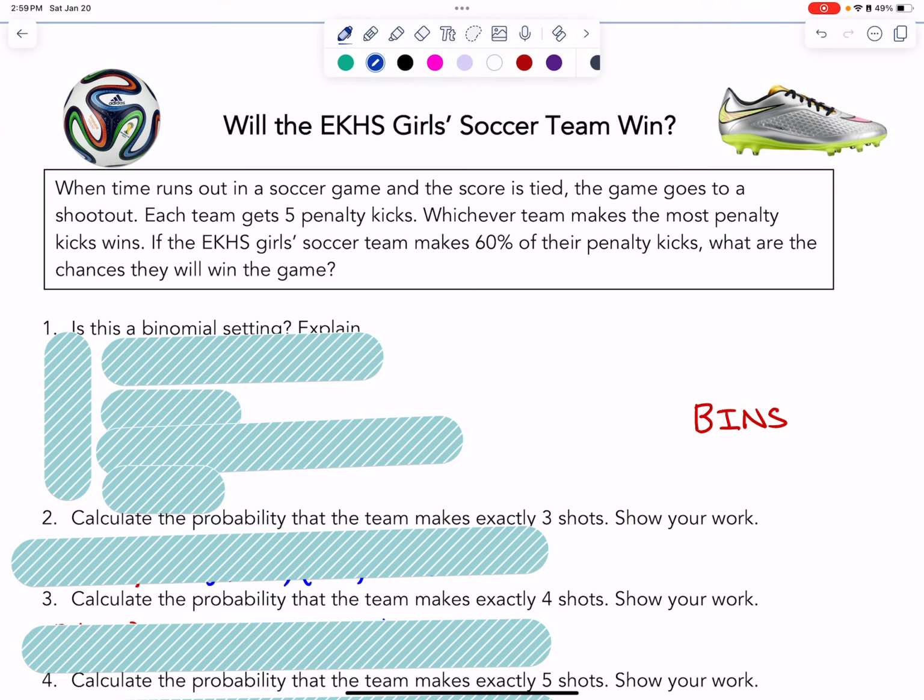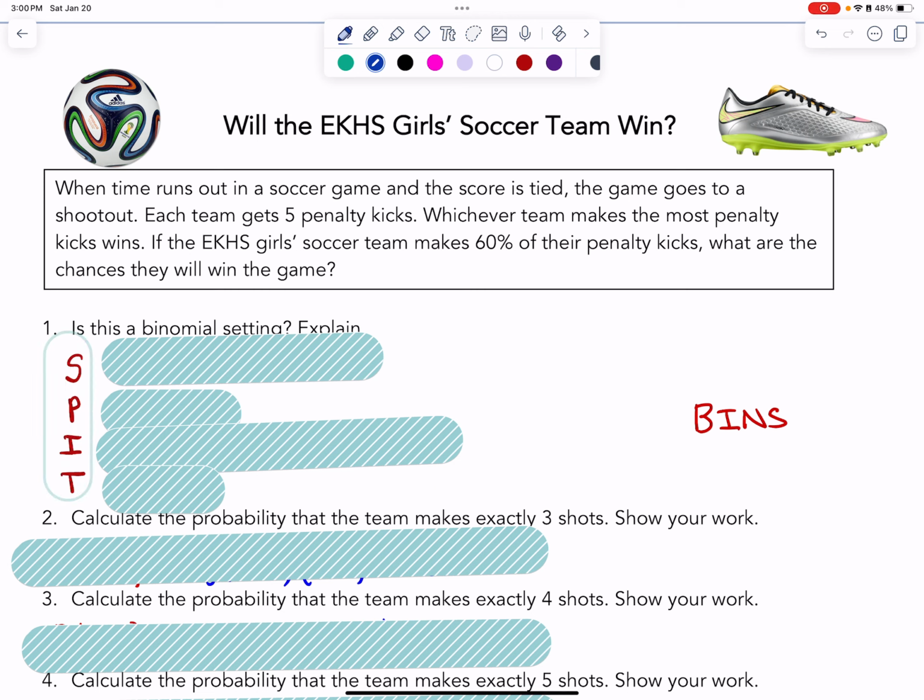All right, so first of all, basically what happened is these two teams tied, and the EKHS girls soccer team now are faced with what's called a shoot-off. There are 5 shots that they are to attempt, and they found the long-term average make percentage is 60%. It asks, is this a binomial random variable?